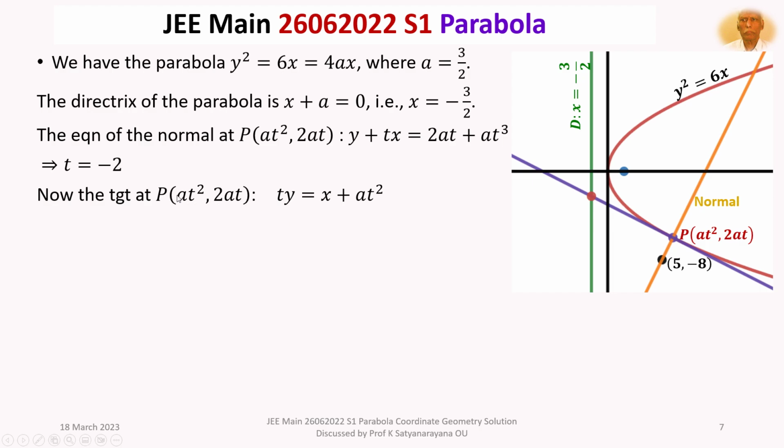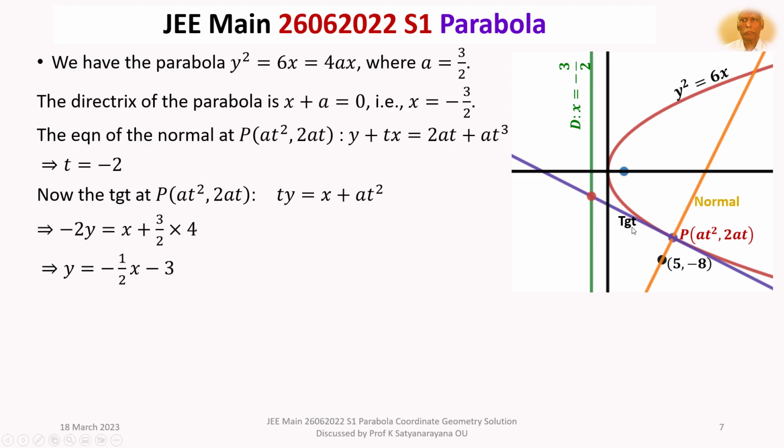Agreed. So, substitute t is equal to minus 2 in this. So, this is your tangent. This will be minus 2y is equal to x plus a t square, where a is 3 by 2 and t square, minus 2 square, is 4. So, simplify. We will get y is equal to minus 1 by 2x minus 3. That is the equation of the tangent at P.